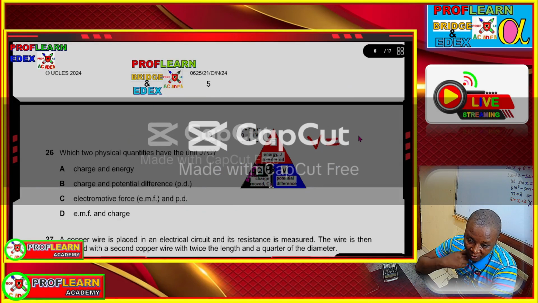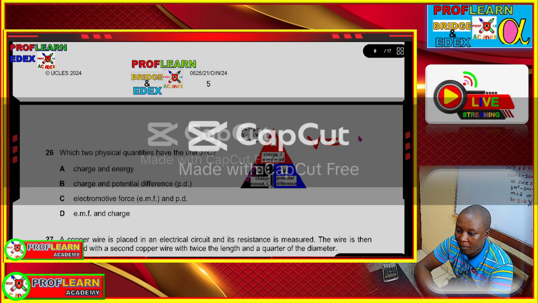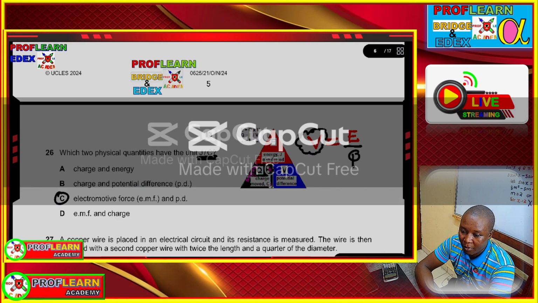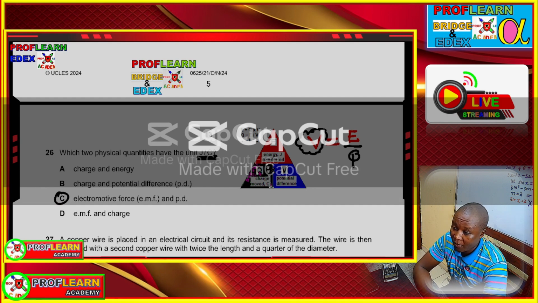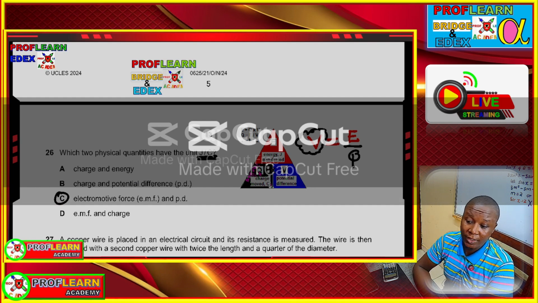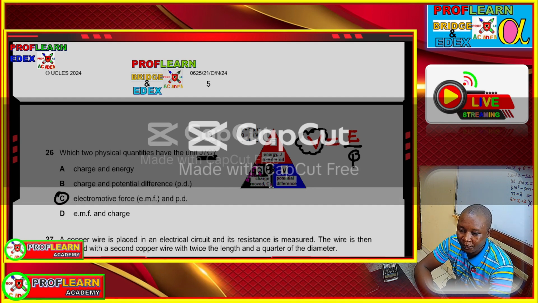Which two physical quantities have the unit joule per coulomb? We are going to remember that voltage is energy over charge, and that is going to be EMF and potential difference, because potential difference is also measured in volts, and EMF of a cell is measured in volts as well.